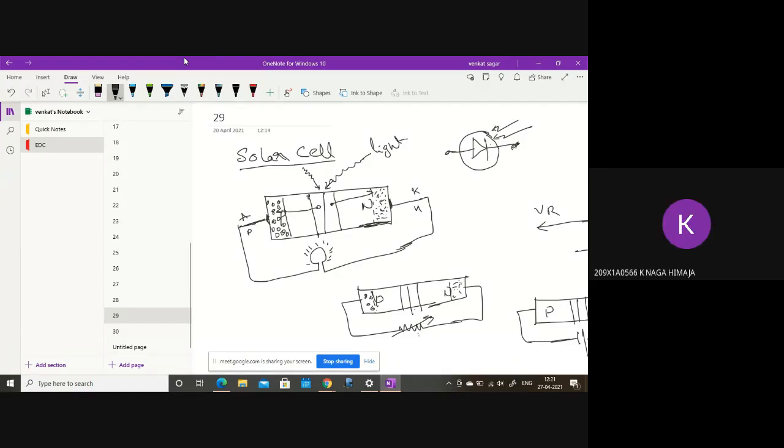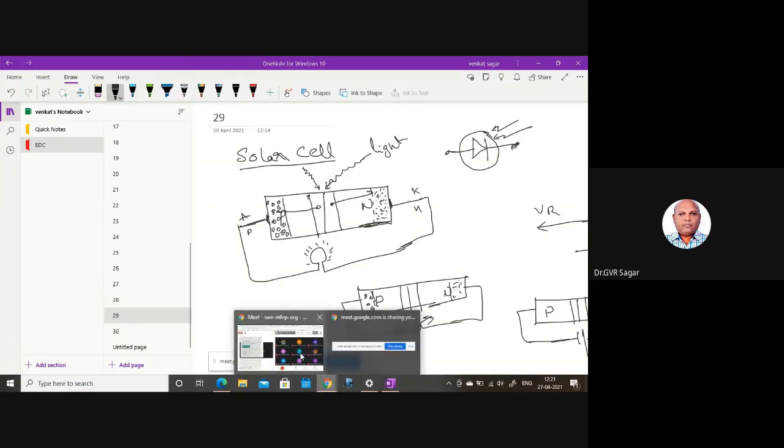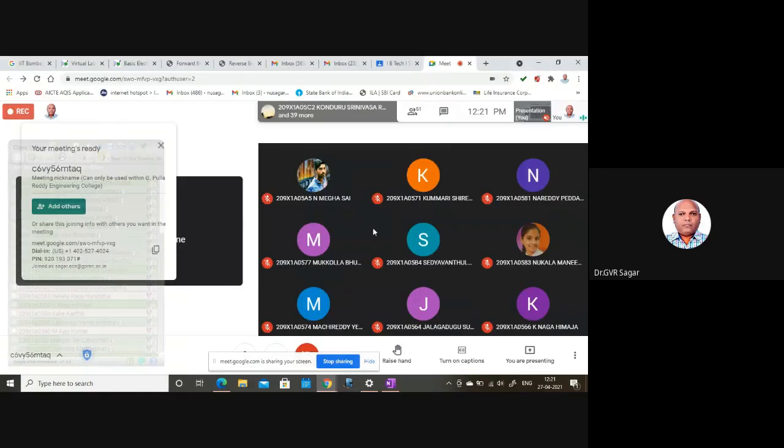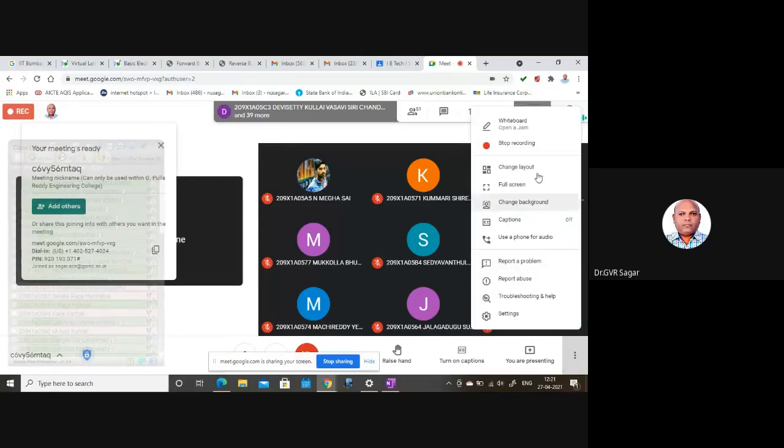So this is the complete fifth chapter, and one more announcement here is that we are going to conduct laboratory examinations. This laboratory examination is done online, not offline.